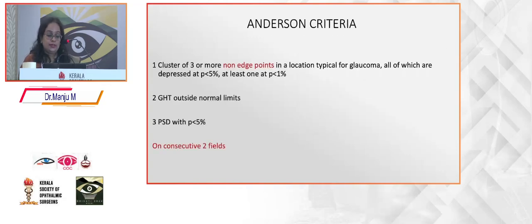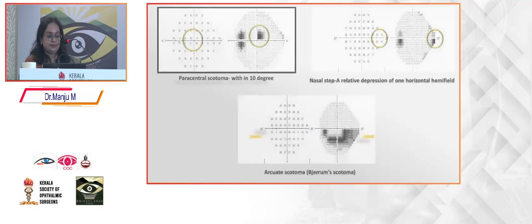So according to these are the Anderson criteria. There are two important points regarding the Anderson criteria. It considers only the non-edge points, but in case you are taking 24-2, we have to involve edge points also. And also it should be analyzed in 2 consecutive fields.